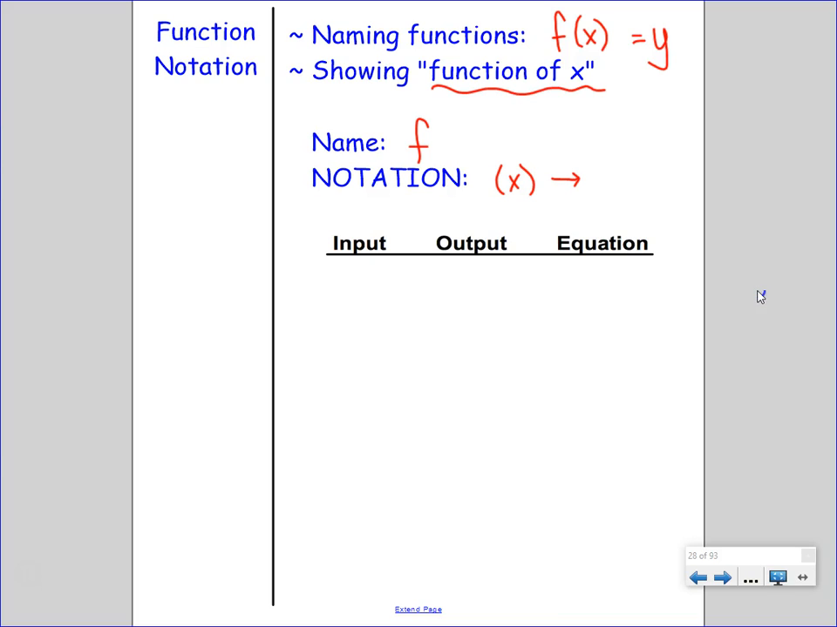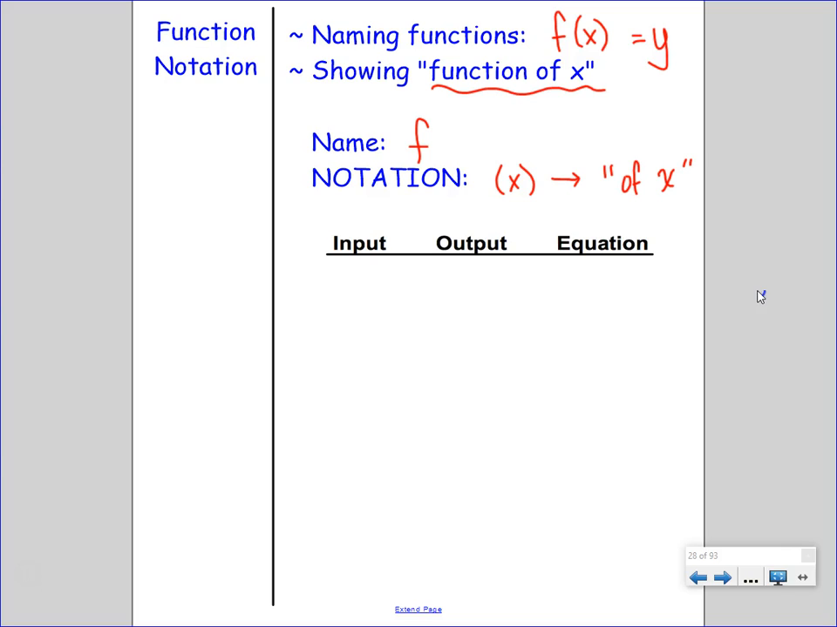When parenthesis x is written next to some sort of lowercase letter, in any sort of higher math, when parenthesis x is written next to any sort of letter, that always means of, not times. And it's literally representative of what is going to follow is a function that is only dependent on x.